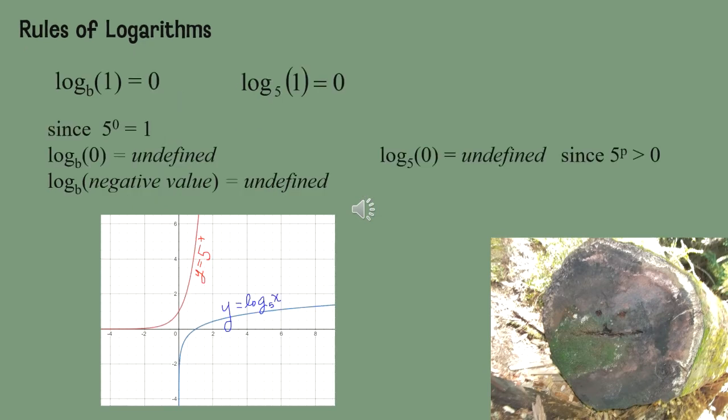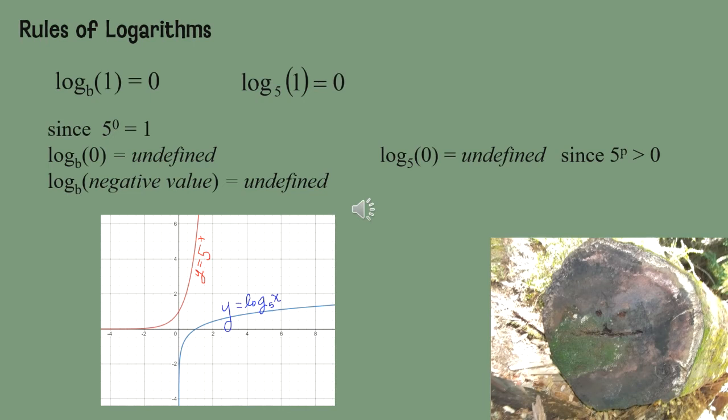Because any base raised to the 0 power is 1, log of any base with 1 as the input to the log function will equal 0. Log base b of 1 equals 0 for any base. Remember, our bases are not 0 or 1 or negative. So log base 5 of 1 is 0. Log base 10 of 1 would be 0. Natural log of 1 would be 0. Again, that's because any value that is not 0 or 1 or negative raised to the 0 power will equal 1.